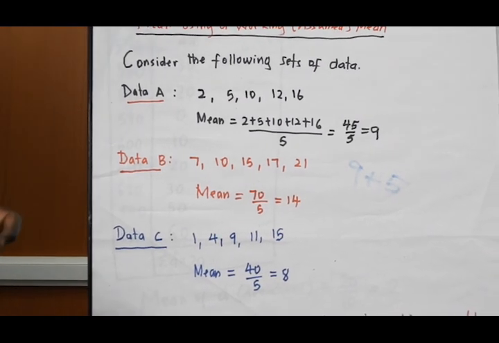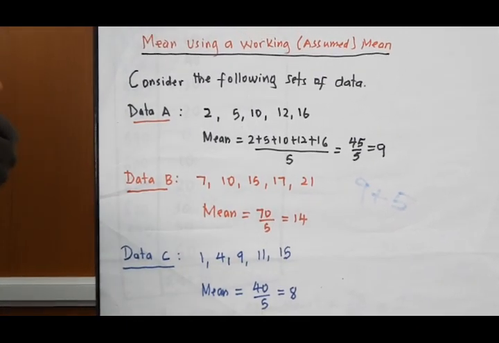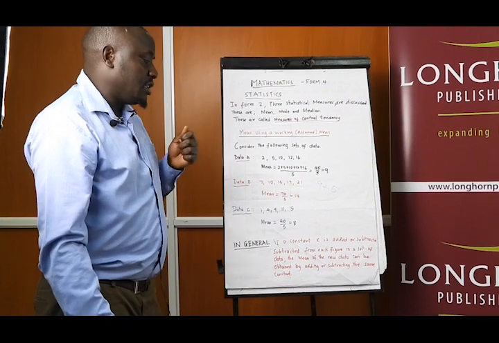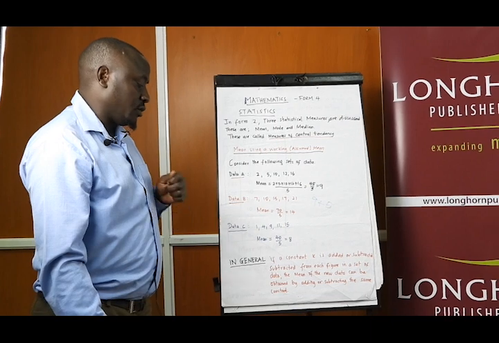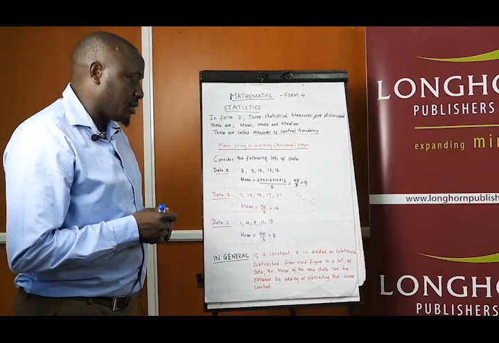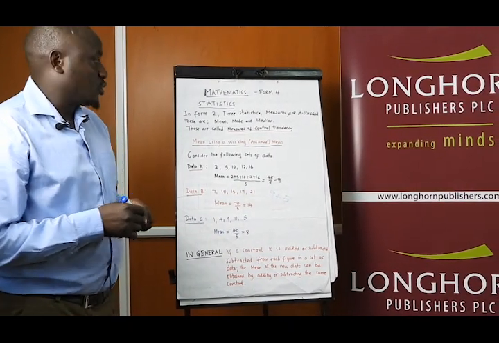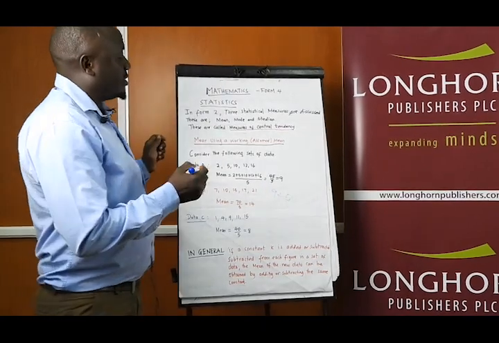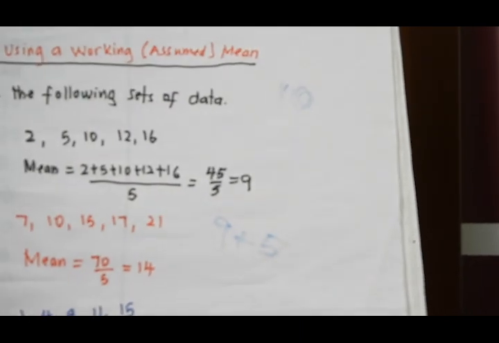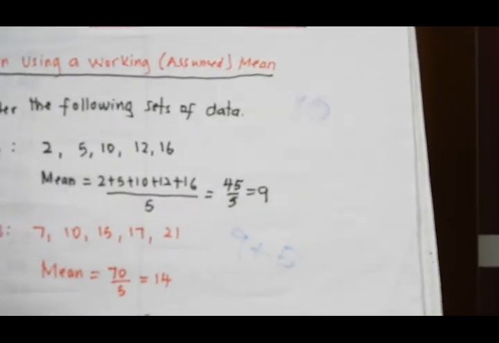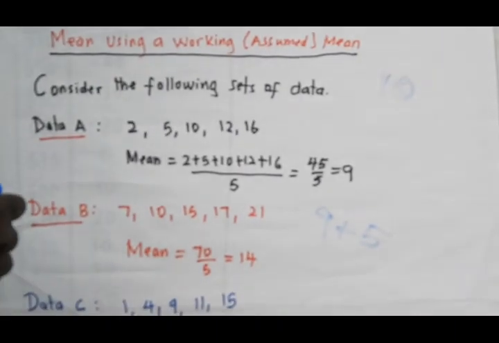So what do we learn? We learn that by adding k or subtracting k from each figure in a set of data, the new mean of the data is obtained by adding or subtracting the same constant k. So if I give you data with a mean of 10, and you add 5 to every digit, our new mean is going to be 15.